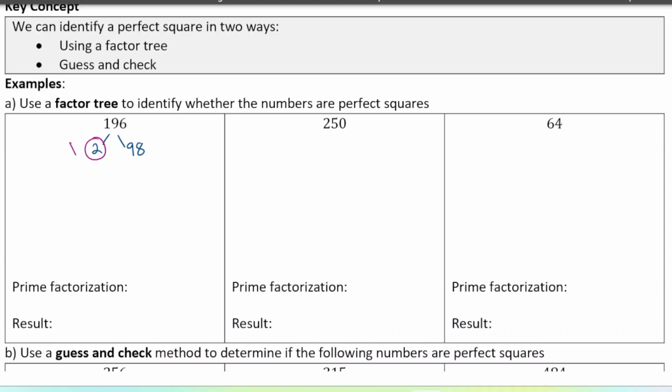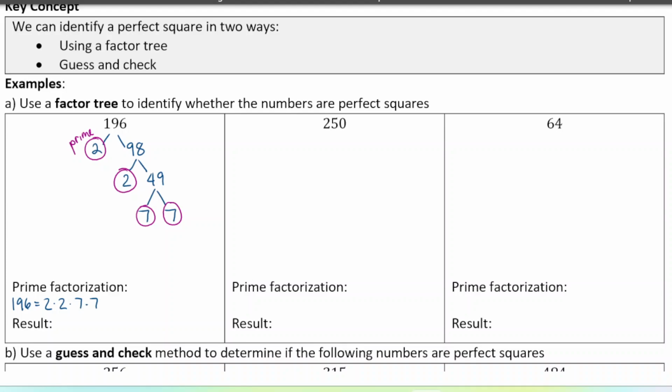2 is a prime number. I can't go any further with 2. It can't be divided anymore, except by itself. But 98 I can divide by 2, and I would get 49. 2 I can't divide anymore, but 49 I can. I divide by 7, and I get 7. Now 7 and 7 are both prime as well. So we have these endings of our branches, and they're all prime numbers. And actually, if you multiply 2 times 2 times 7 times 7, you'll get 196.